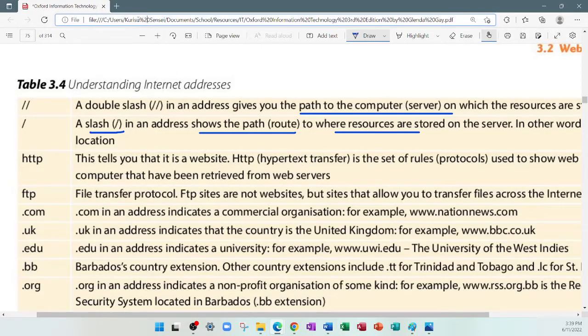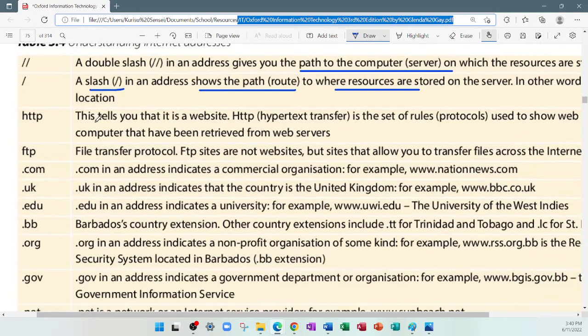So for instance, even while accessing this PDF here, you can see it's showing me the path. Notice it's showing me some single backslashes. It's backslash users, so that means I have to enter a users folder, then another folder called Kurusu Sensei, then documents, then school, then resources, then IT, and then I access the PDF here. So the single slash shows you the path, and the double slash basically is the full path after that double slash there.